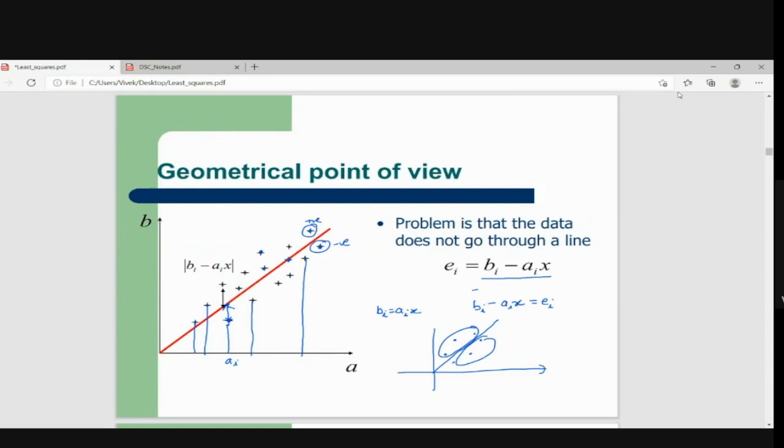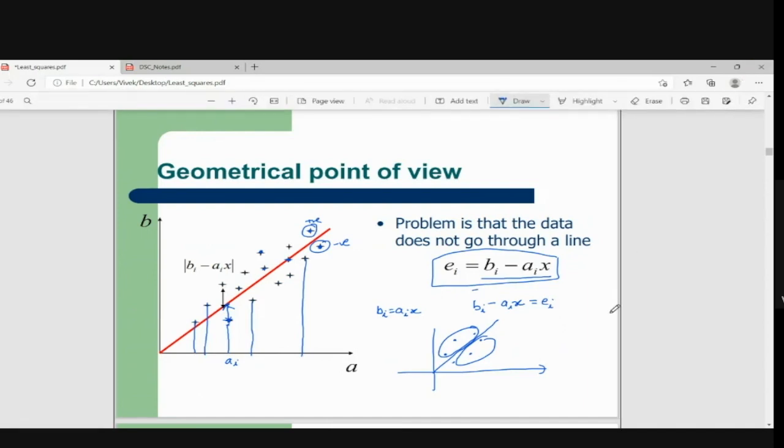But that is actually not the case here, because the error should be zero only when all these points lie on the line. If they are not lying on the line, then my error cannot be zero. So we have taken the error ei just now, and we found that it can be positive as well as negative.